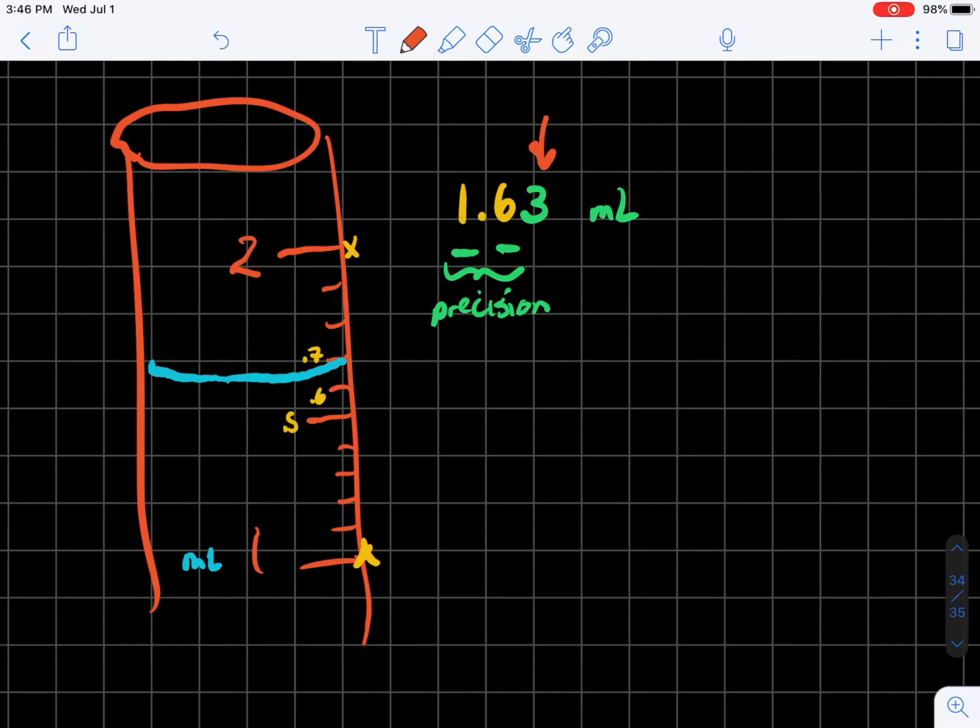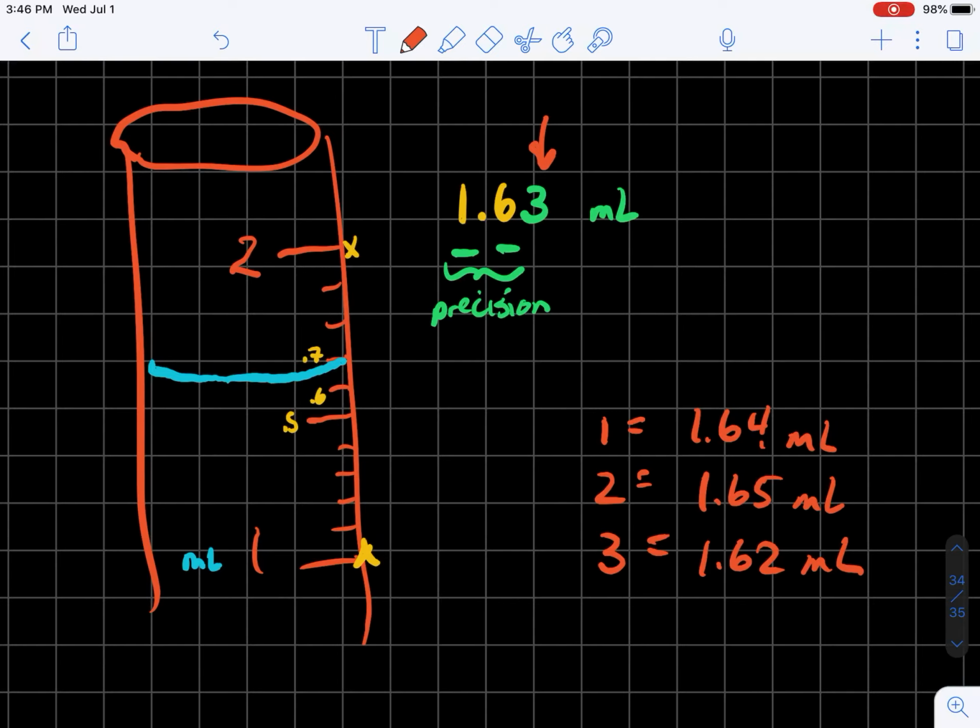So in terms of precision, if I had 3 different people look at this, person number 1 might say 1.64 milliliters. Person number 2 might say 1.65 milliliters. Person number 3 might say 1.62 milliliters. What's the correct value? We don't know, because you can always add one more marking to your instrument. These decimal places could go on to infinity if we had the equipment for it.